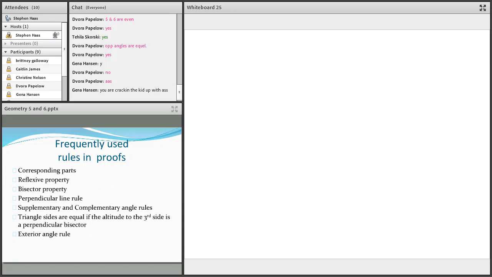These are either postulates or theorems. These are, again, just different mathematical rules, and they're all relatively simple, but it does make sense to go and discuss them a little bit. The first rule is the corresponding parts rule. The corresponding parts rule says that if you have two triangles that are congruent, and this applies to quadrilaterals as well, you can now say that all of the corresponding parts are equal to each other.